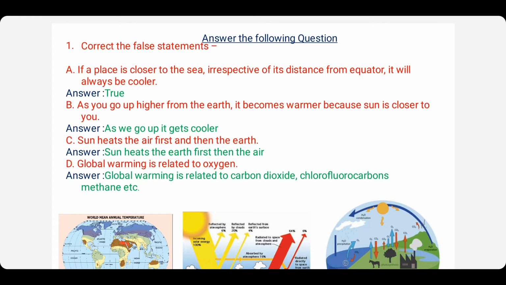On to the third one: the sun heats the air first and then the earth. This is wrong. The sun heats the earth first and then, after the earth is heated, the air is heated. The fourth one: global warming is related to oxygen. No, this is incorrect. Global warming is related to carbon dioxide, chlorofluorocarbons, and methane. That is, the carbon dioxide layer does not allow the warmth to go out. If there is more carbon dioxide, the warmth of the earth does not go out. That causes global warming.